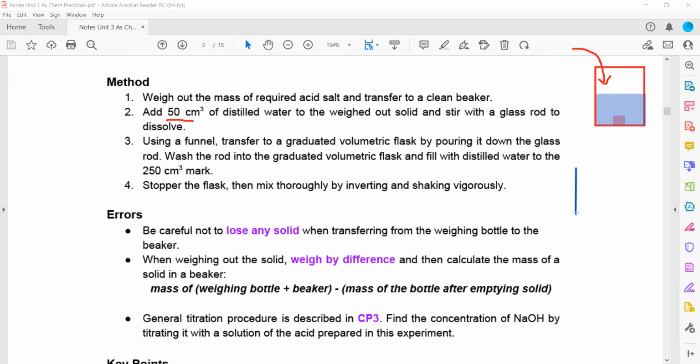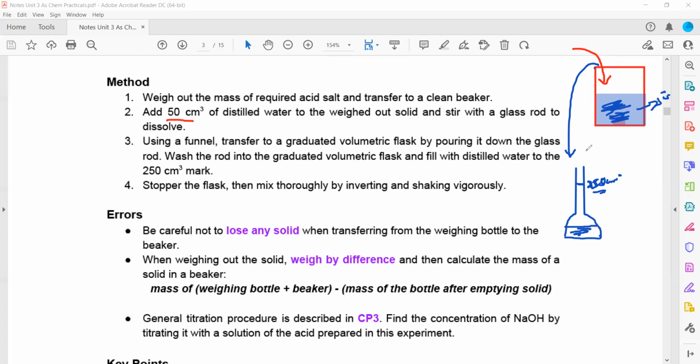The advantage of a volumetric flask is that it has only one label. It will be either 250 cm cube or 125 cm cube, but there is only one label. We dissolve the solid in distilled water and then add it to the flask. For example, this volumetric flask has a maximum volume of 250 cm cube. But this was only 50 cm cube, so it will not fill the flask.